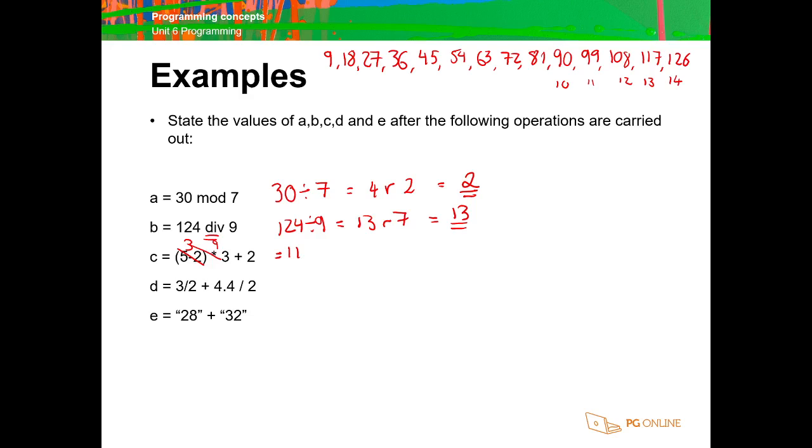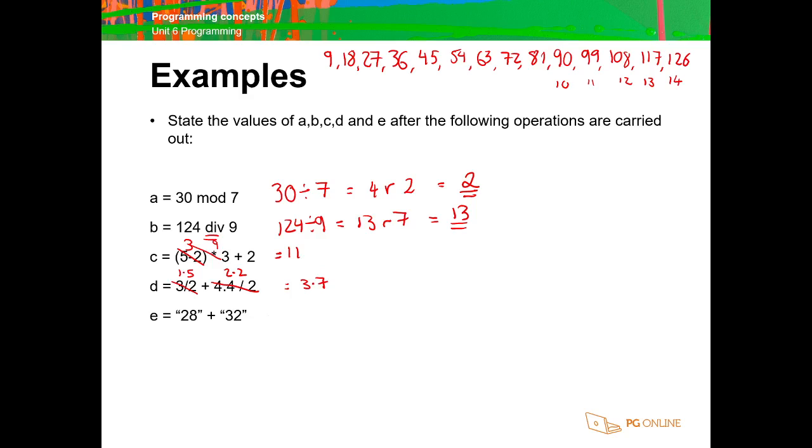Brackets, none. Indices, orders, no. Division, yes. Let's do our division. Let's do this one. 3 divided by 2. Okay, what's half of 3? It's 1.5. 4.4 divided by 2 is 2.2. That just leaves add them together. So 2.2 plus 1.5 makes 3.7.